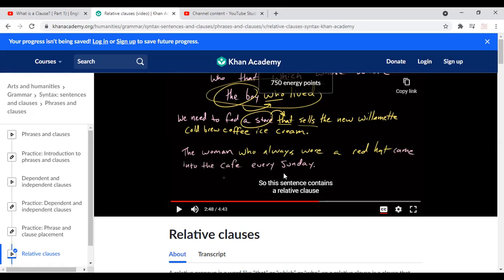The woman who always wore. So who always wore a red hat? This relative clause is used to describe whom? The woman. Great job. So after the woman, who is the relative pronoun. And after the relative pronoun, we have the verb of the clause. The verb. Who always wore? Wore, past tense of wear. Okay? The woman who always wore a red hat came into the cafe every Sunday.